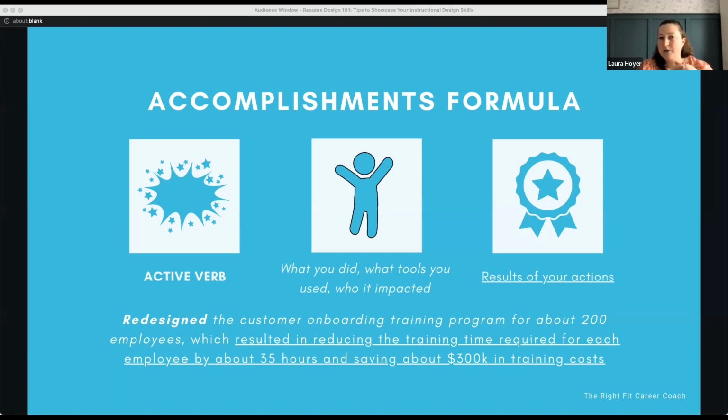And then at the end, you want to include the results of your actions. So in the example below, redesigned is the active verb. Then the customer onboarding training program for about 200 employees is the what you did. Notice there is no tool listed there, but it talks about who is impacted, 200 employees. But maybe the tools I used were a super long list, or they're not relevant, or they're listed in another bullet point. And then the end is the results, which is the most important piece here, because most companies understand that saving time also means saving money.